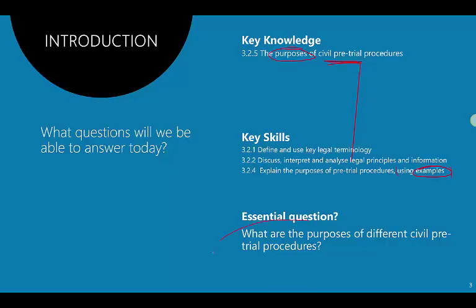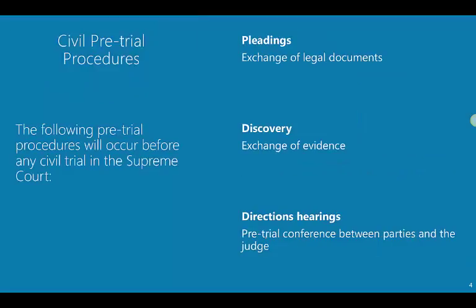At the end of this, you are going to be able to tell us what the purposes of different civil pre-trial procedures are. We are going to look at three pre-trial procedures to work through this. The first is pleadings, which is the official start of a civil dispute. A dispute occurs or starts when the harm occurs, but this is officially when the matter reaches the courts.